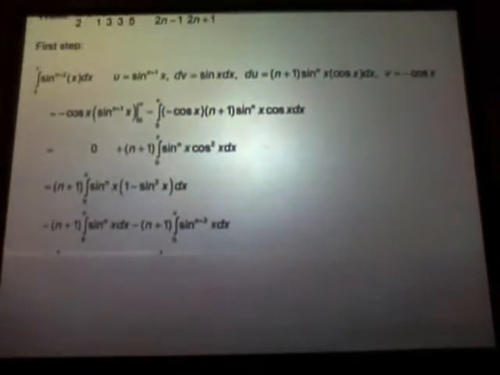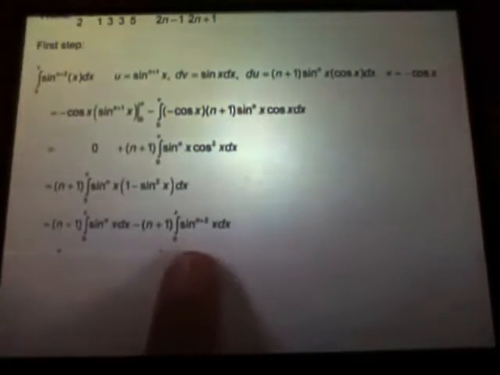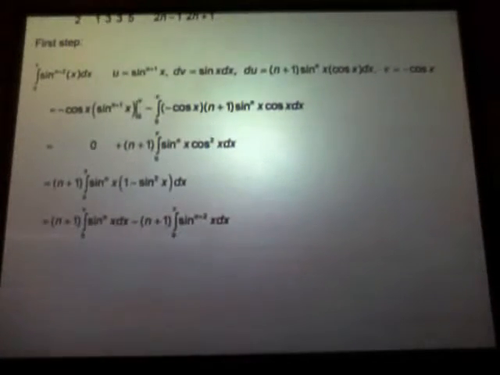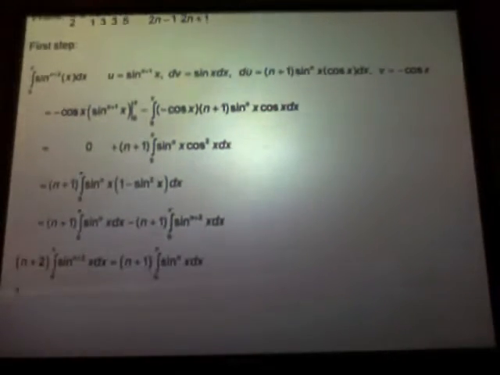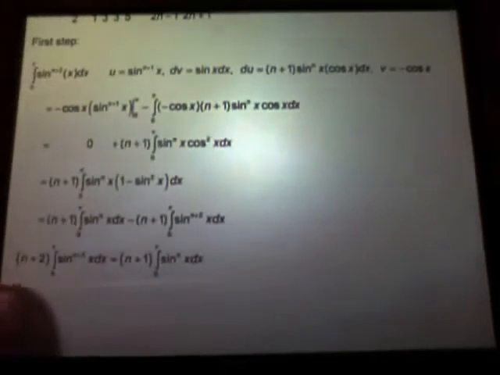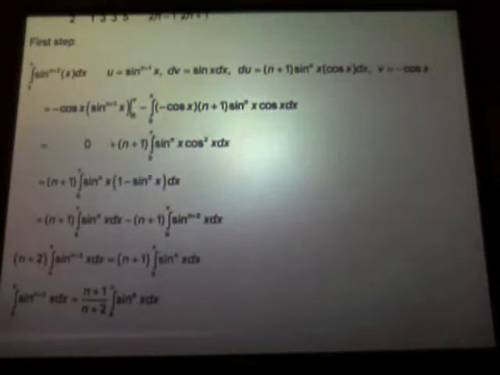Then you split up the integral, so you have the integral of sine to the n minus the integral of sine to the n plus 2. And then you move this back over, so you have n plus 1 plus 1, so you have n plus 2. It's one of those ones where you move it back to the other side. So that's how you get n plus 1 over n plus 2.